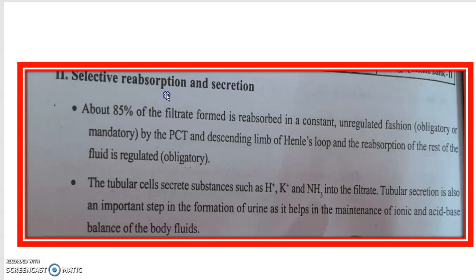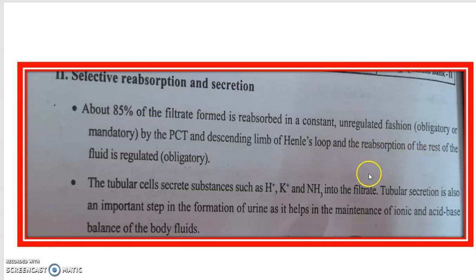The first step you learned in urine formation is ultrafiltration or glomerular filtration. The second step is selective reabsorption and secretion. These two steps occur simultaneously. About 85% of the filtrate formed is reabsorbed in a constant and unregulated fashion, obligatory or mandatory, by the PCT and the descending limb of Henle's loop. And the reabsorption of the rest is regulated.